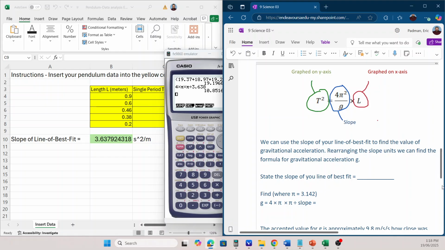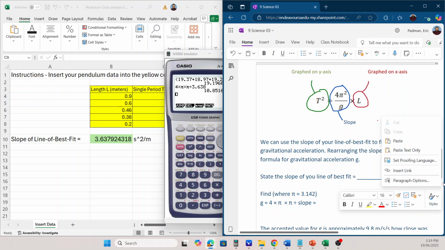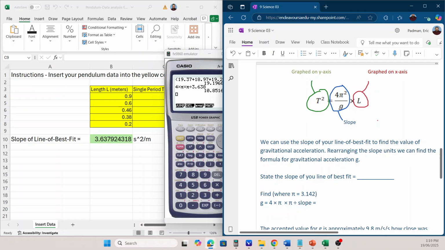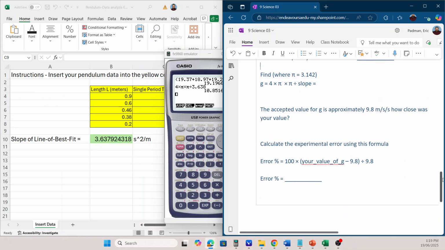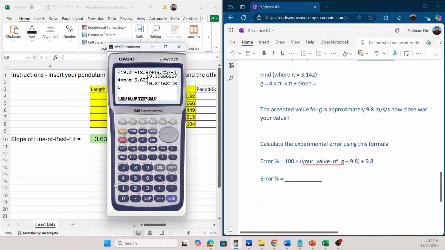Okay, now the last little calculation you do is actually working out the error. So we're going to work out the error, so how far away we were from the actual value. The actual value should be about 9.8. So we're going to do that last calculation here, and then you've done all the calculations you need to do. All right, so 100 times by, okay, we do 10.85 divided by the actual value of 9.8, close bracket, divided by 9.8.